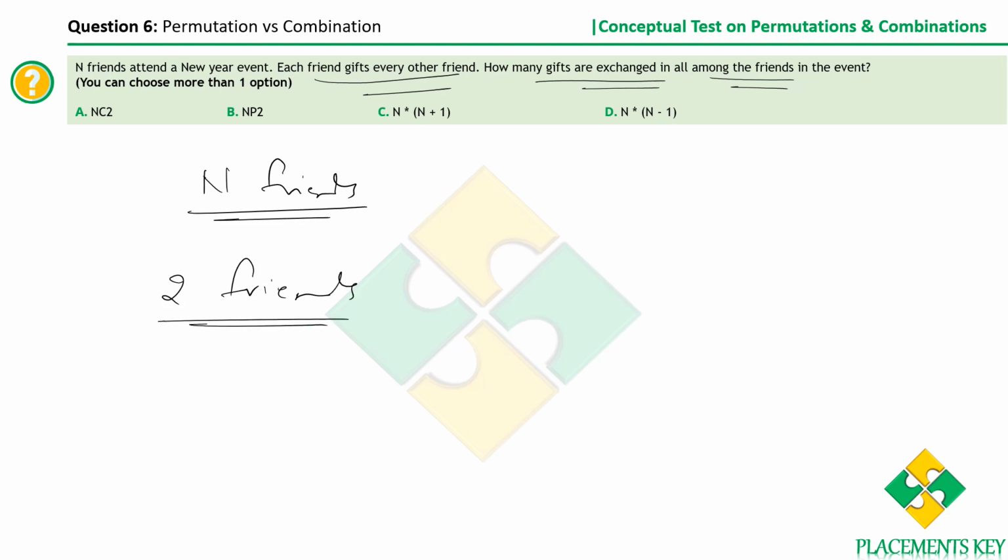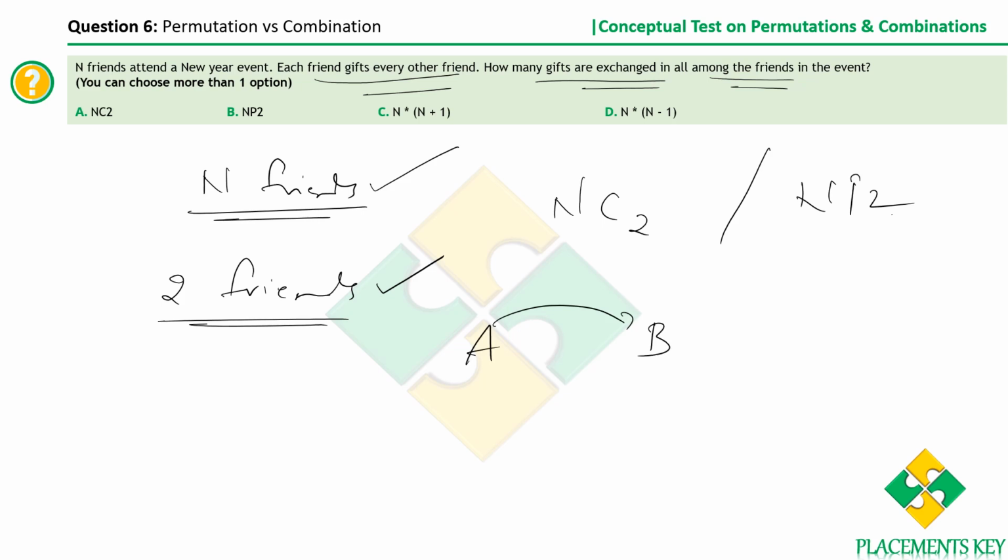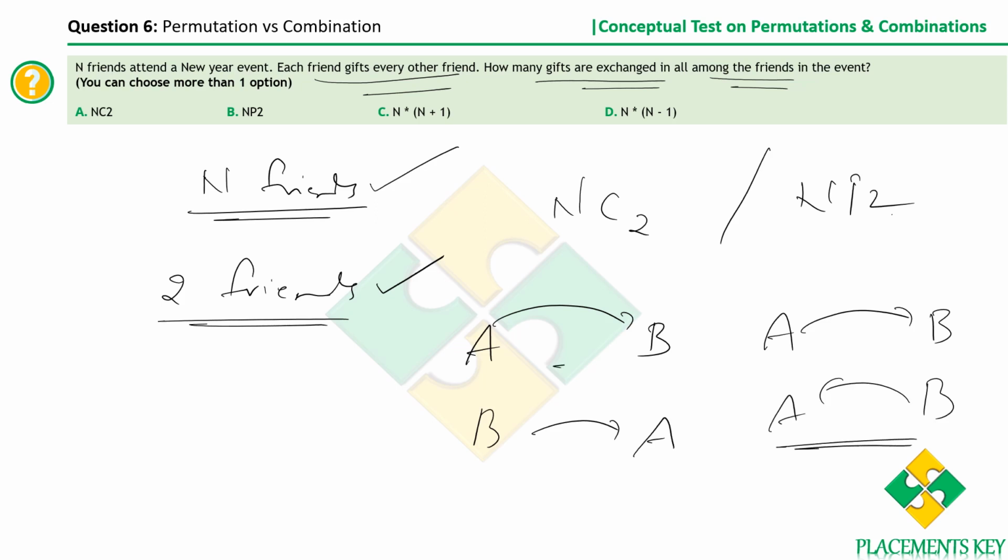Okay, so out of n you need only two friends, so now the answer should be either NC2 or NP2. So choosing 2 out of n, or choosing and arranging 2 out of n, so is it NC2 or NP2 is a doubt. Now think about it, is A gifting to B the same as B gifting to A? No, right? Why? Because they both don't give the same gifts, right? A can give a different gift to B and B can give a different gift to A, right? So A gifting B is not equivalent to B gifting A.